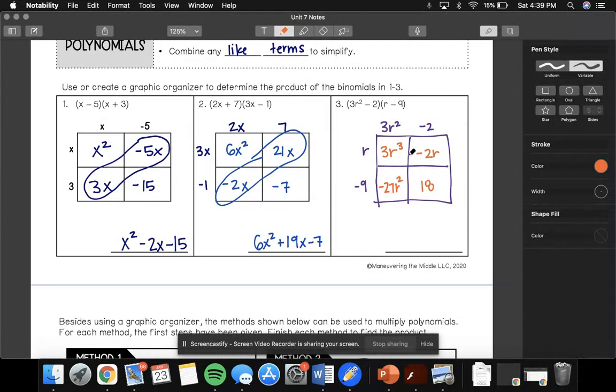Okay. Now we're going to look for like terms. None of these are actually like terms because we all have different exponents on our variable. So our answer is 3r to the third. I'm going to go in descending order. So minus 27r squared, minus 2r, and then plus 18.